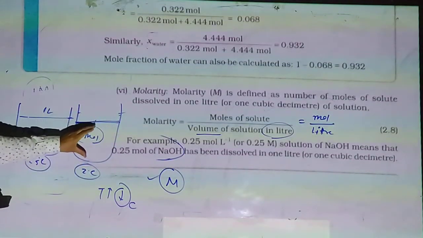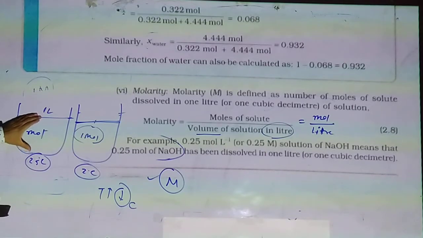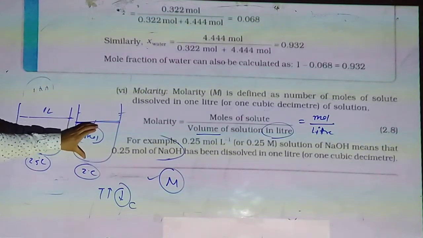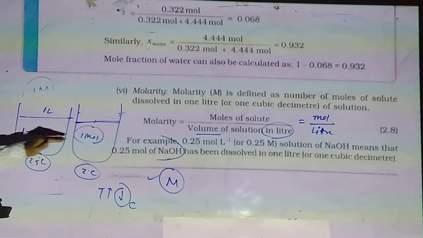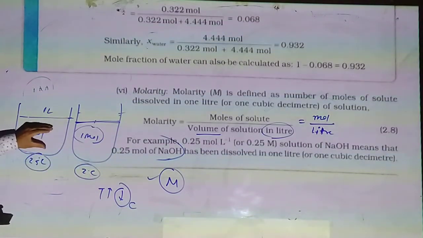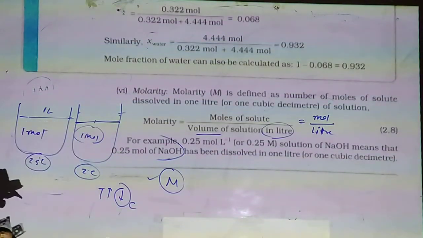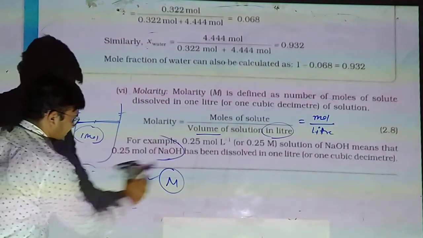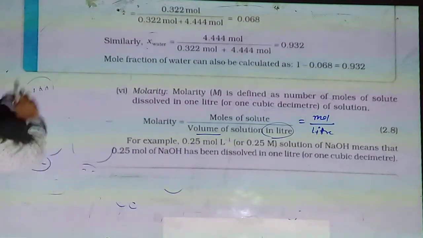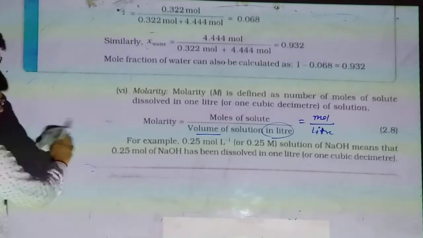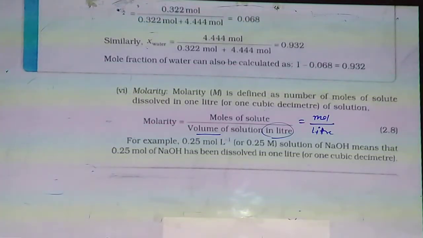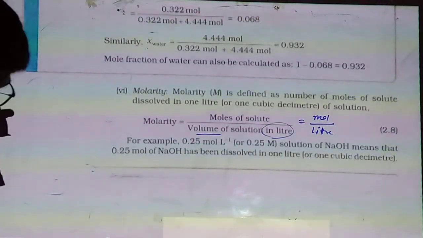If we decrease the temperature, the volume decreases from the original volume. The 1 mole was in the original volume, and now it is in a slightly smaller volume. Mole never changes with temperature. The 1 mole is constant, the volume decreases, so the concentration increases. So when we increase the temperature, molarity decreases. When we decrease the temperature, molarity increases.